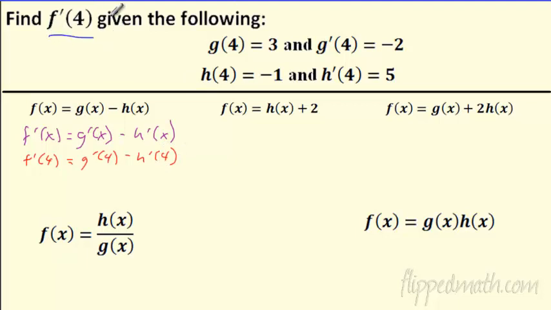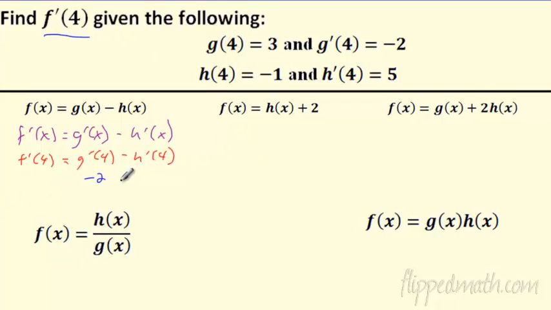It's all when f prime is 4. It's our goal, and these are all at 4. So the g prime of 4 is negative 2. So the h prime of 4 is 5. So we can find the f prime of 4. What is that? Negative 2 minus 5, negative 7.